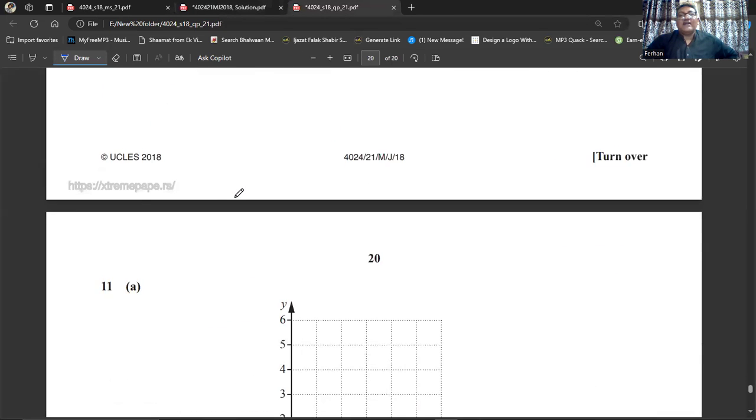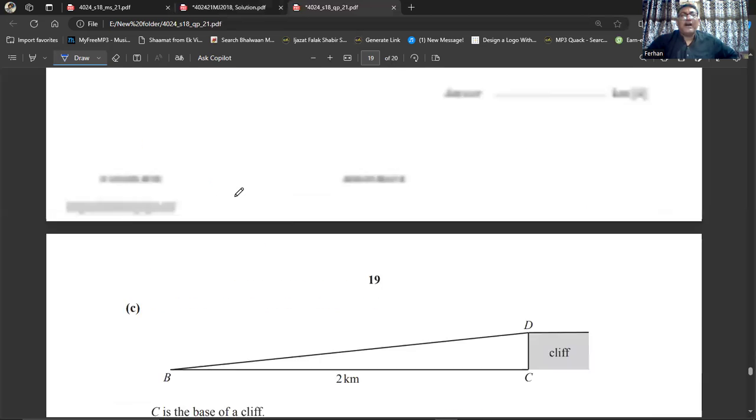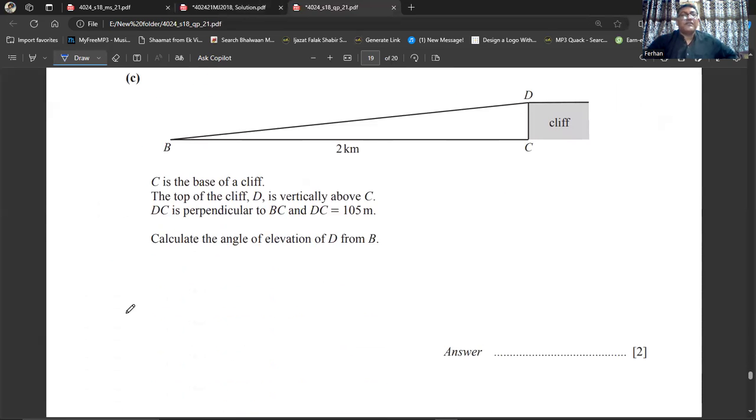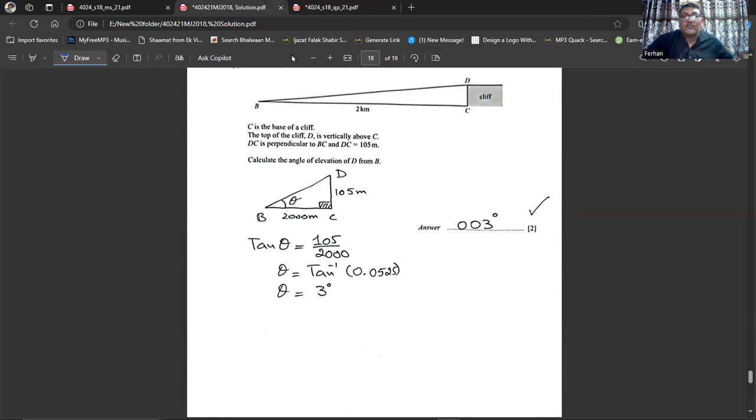Okay, so we have here part C of that question. He says, C is the base of a cliff. The top of the cliff, D, is vertically above the sea. BC is perpendicular to BC, and DC is 105 meters. Sorry, this DC is 105 meters, not kilometers. And calculate the angle of elevation of D from B. The only problem is this is 105 meters, but this is 2 kilometers. Their units are not consistent with each other. The units must be consistent.